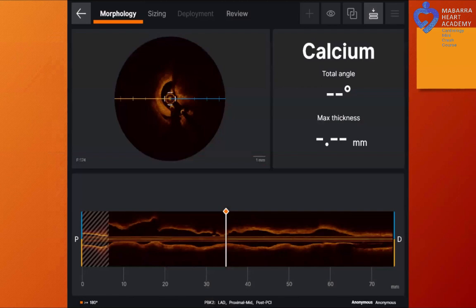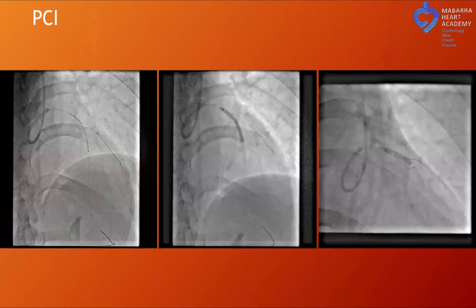So we decided to obtain a post-OCT run, a post cutting balloon run. This basically showed the effect of the cutting balloon on the lesion. And as you can see, there are iatrogenic dissections, which means that the lesion has yielded and responded very well to the cutting balloon. So we decided to go ahead and stent.